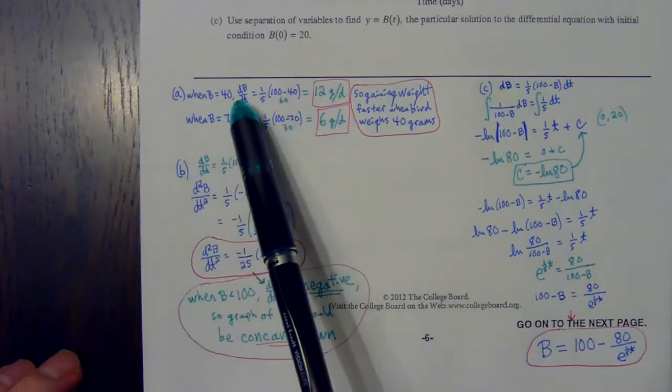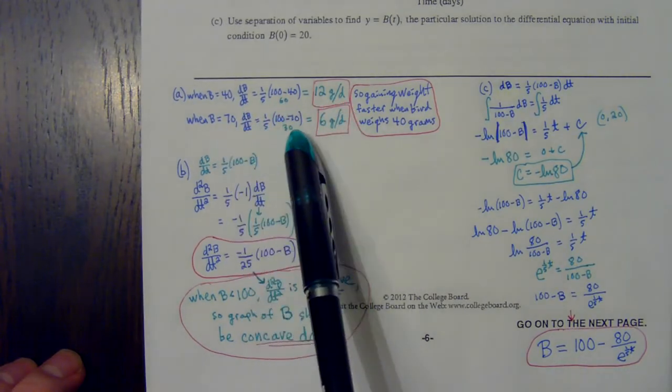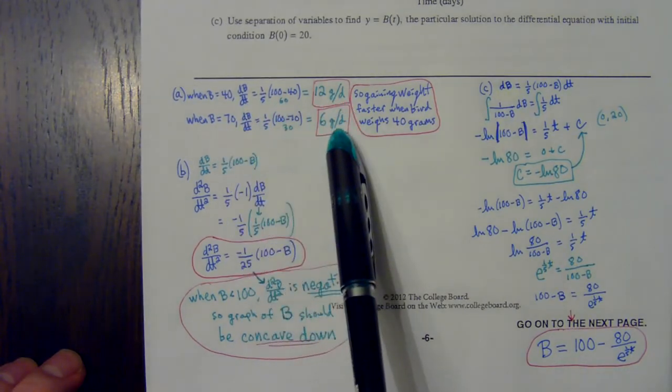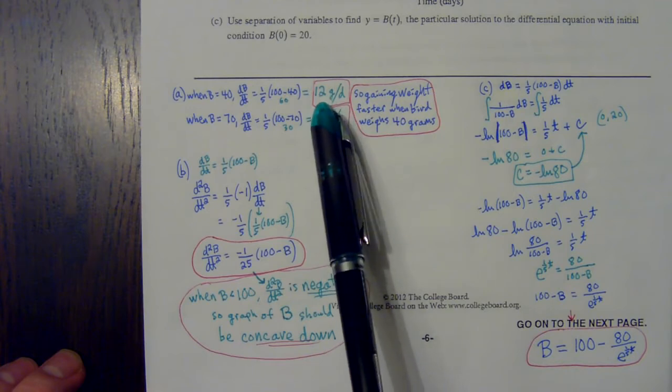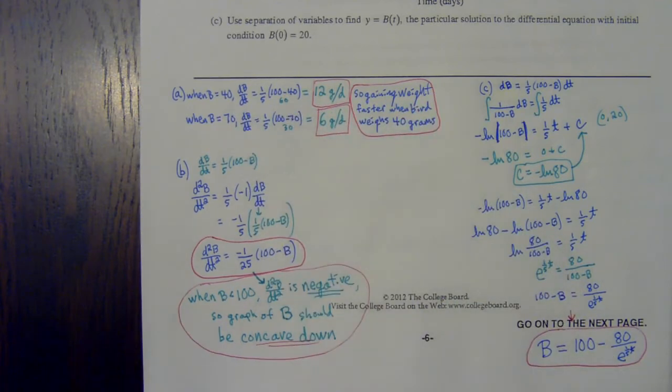So when I plugged in B equals 40, basic arithmetic, got 12 grams per day. Plugged in B equals 70, got a fifth of 30, which is 6 grams per day. And so there's my work, there's my justification. And I just said it's gaining weight faster when that bird weighs 40 grams, which kind of makes sense.